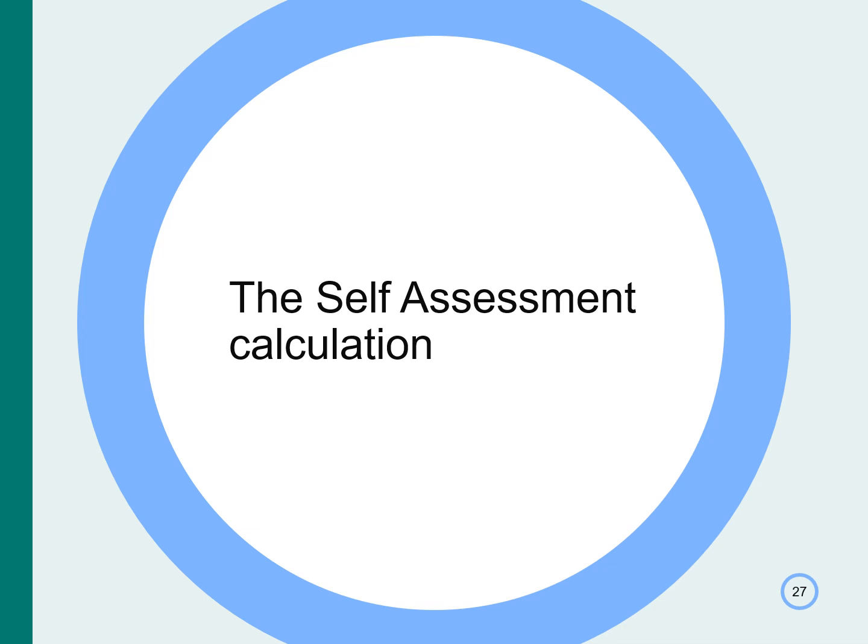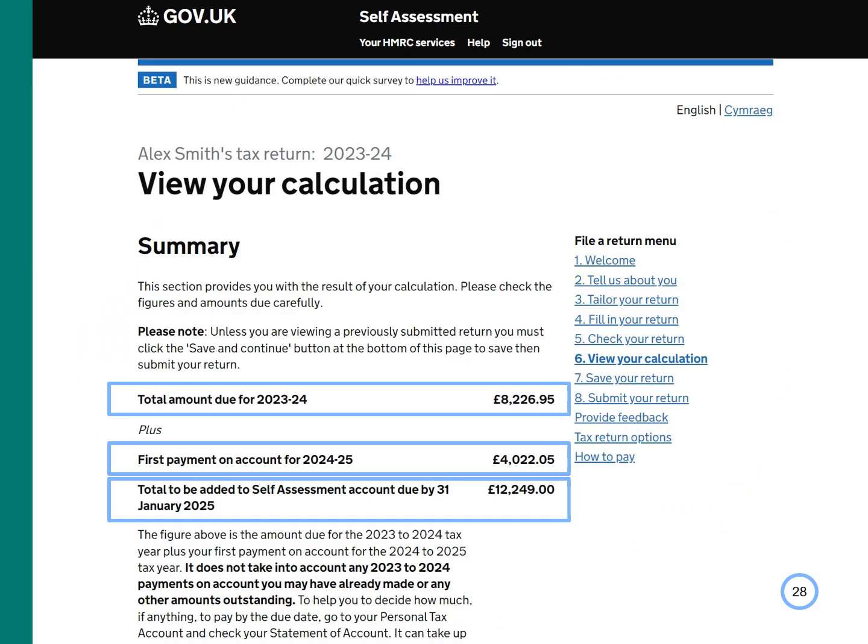Let's now look at the self-assessment tax calculation. As we mentioned before, this is the tax calculation summary. It shows the total amount due for 2023 to 2024, so the balancing payment. It also tells you the first payment on account for 2024 to 2025 and the total amount that will be added to your self-assessment account and become due to be paid by the 31st of January 2025.